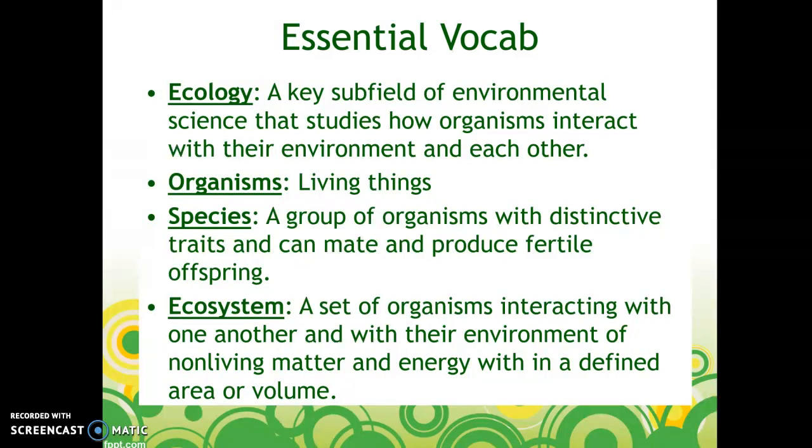A species is a group of organisms with distinctive traits that can mate and produce fertile offspring. And an ecosystem is a set of organisms interacting with one another and with their environment of non-living matter and energy within a defined area or volume.